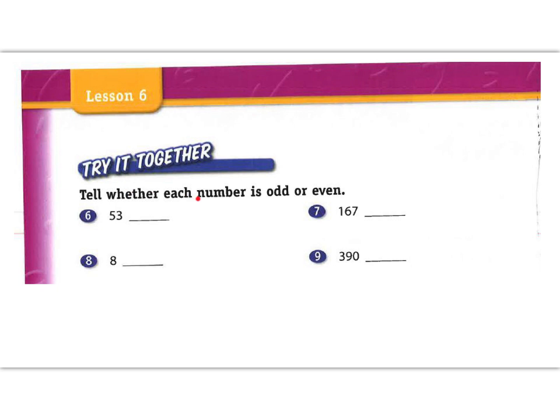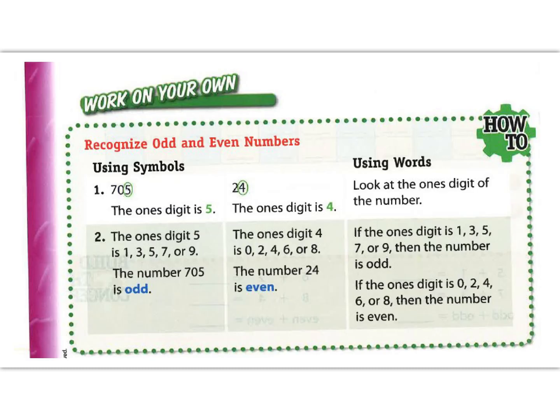So we're going to tell whether each number is odd or even. So 53, there is a 3 there. 3 is odd. 1, 3, 5, 7, 9 is odd. 167, 7 is also odd if it's in the ones place. Here we have an 8 in the ones place. 8 is an even number. And if it ends in a 0, it is also even.